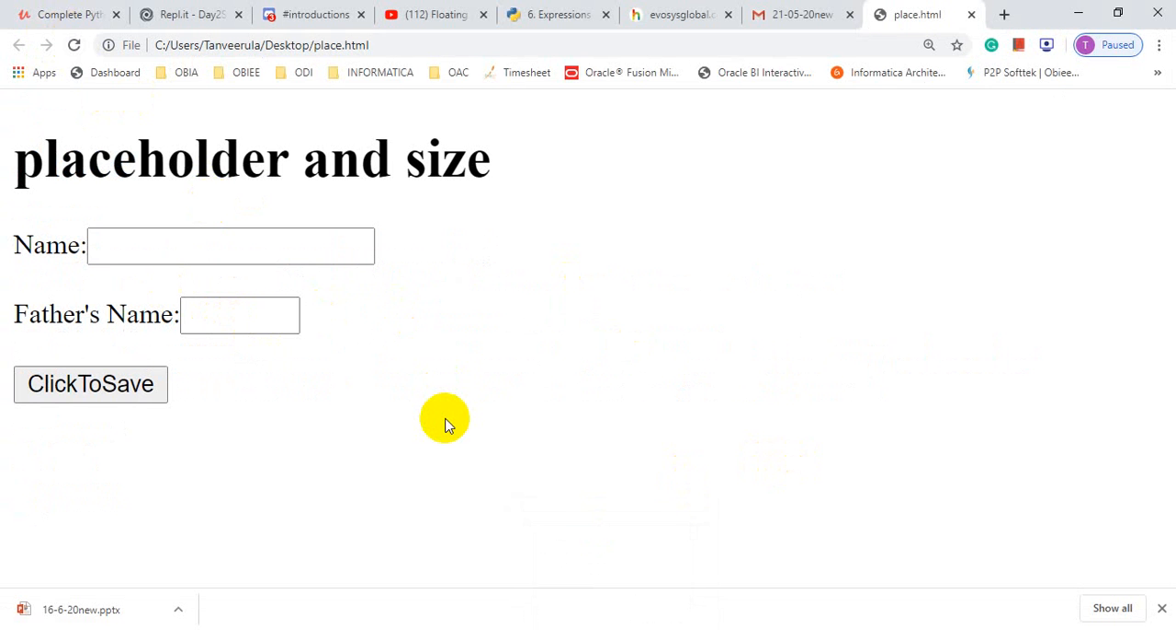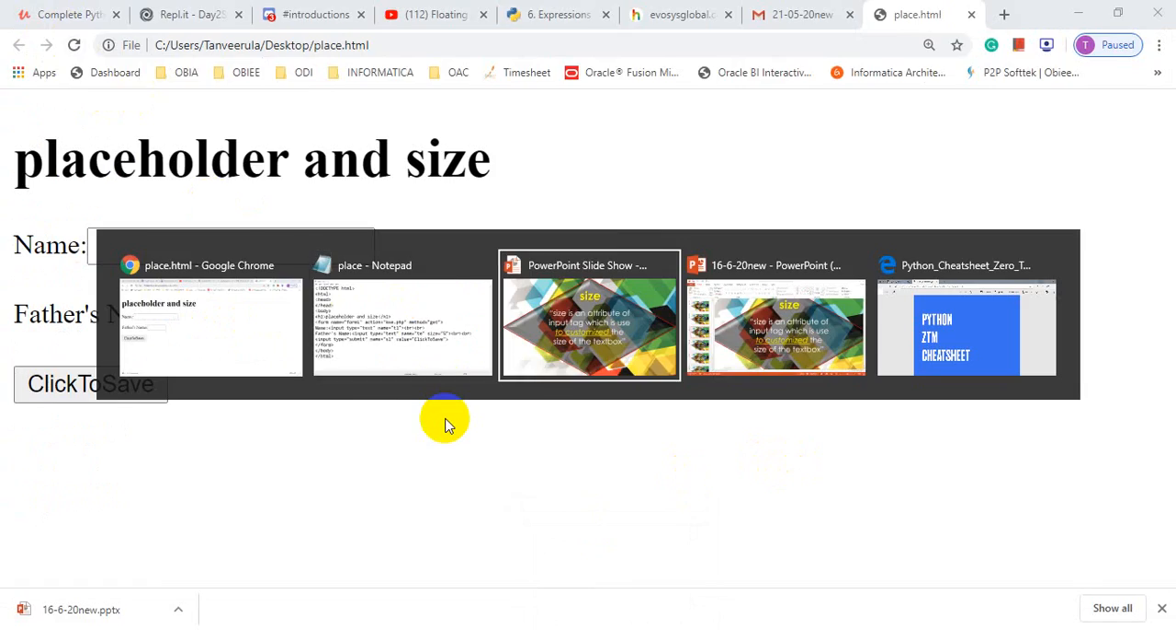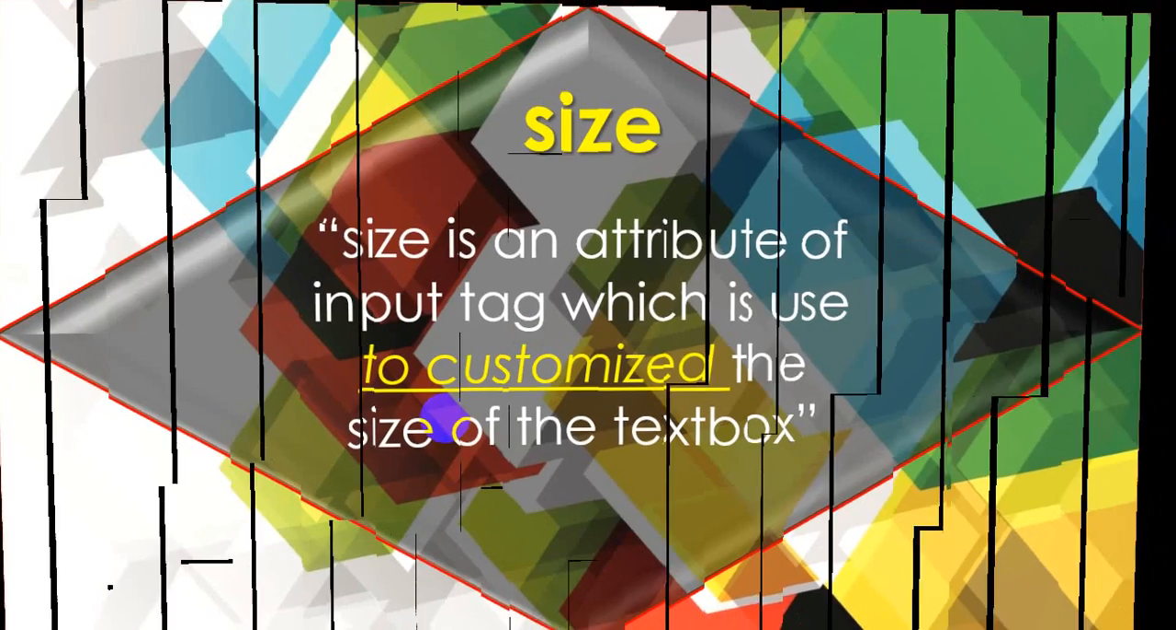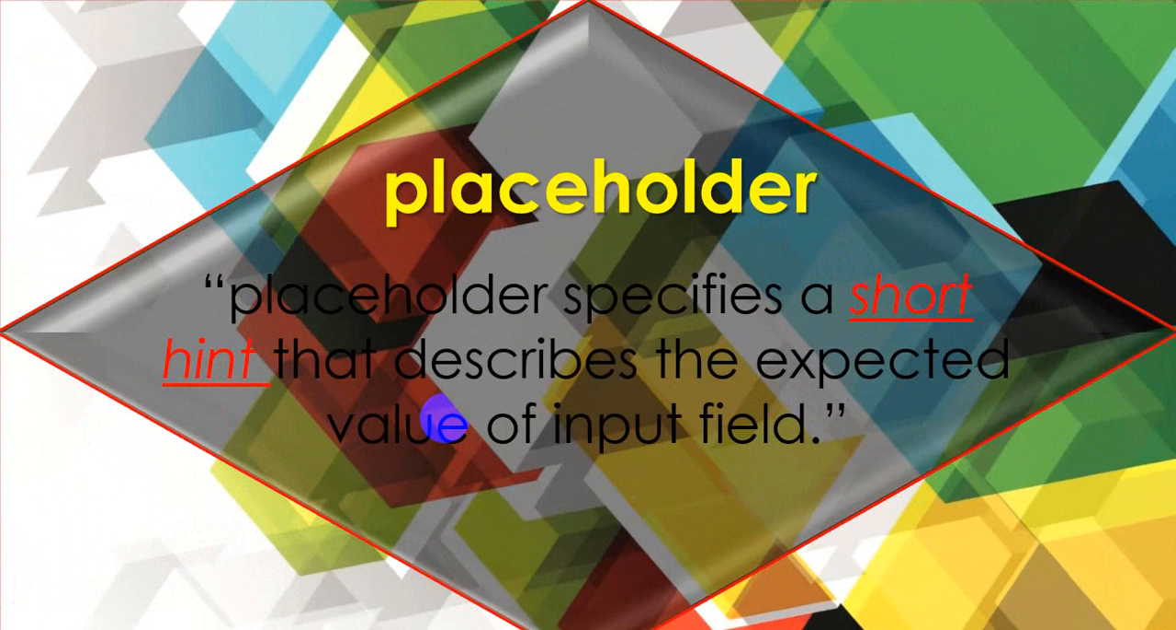Placeholder, just flip back to your definition if you want to recollect it. What does the definition say? The definition says placeholder specifies a short hint. A short hint means that if you are going to do something, or if you are helpless, in that case you are looking for some hint or some help. So placeholder is like helping, or it provides short help to the user who is going to fill that form.